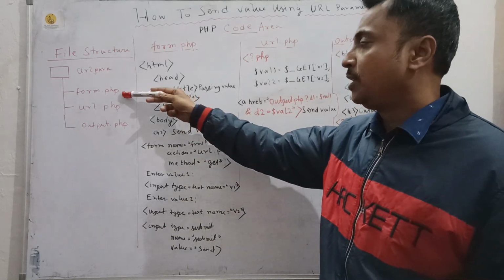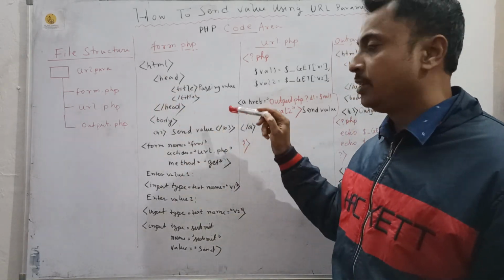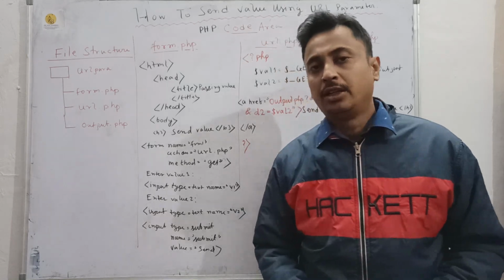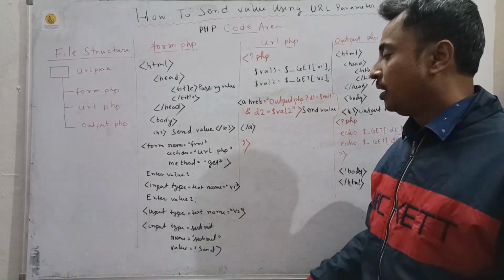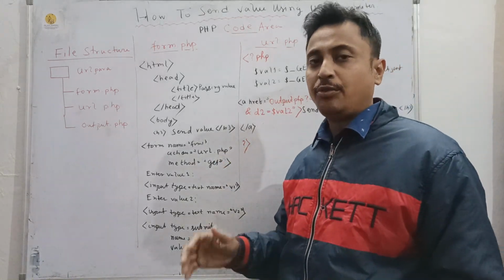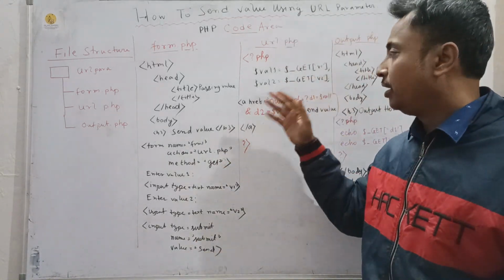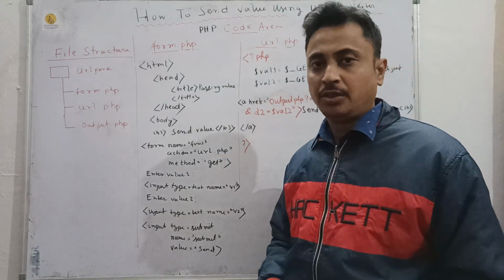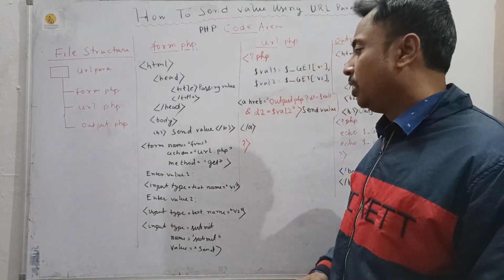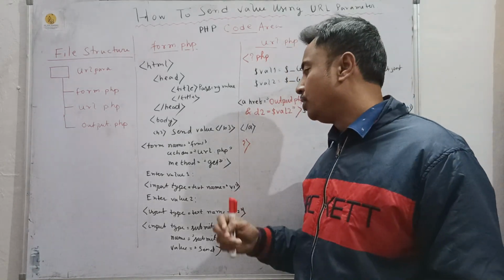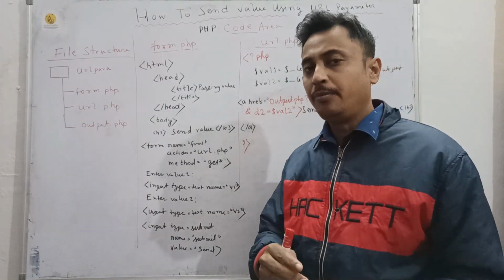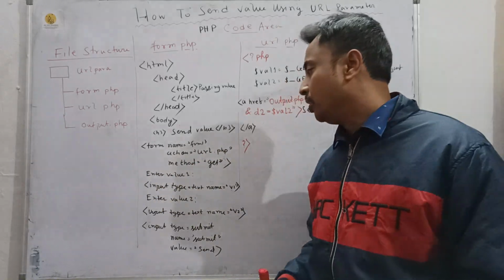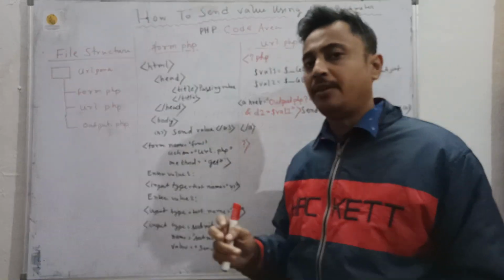In form.php, we are creating an interface so that we can enter two values and press submit. When we press submit, the form will be submitted and we redirect those values to the dynamic page. As you know, in PHP we use two methods for sending values from the form to the dynamic end. These methods are GET and POST.